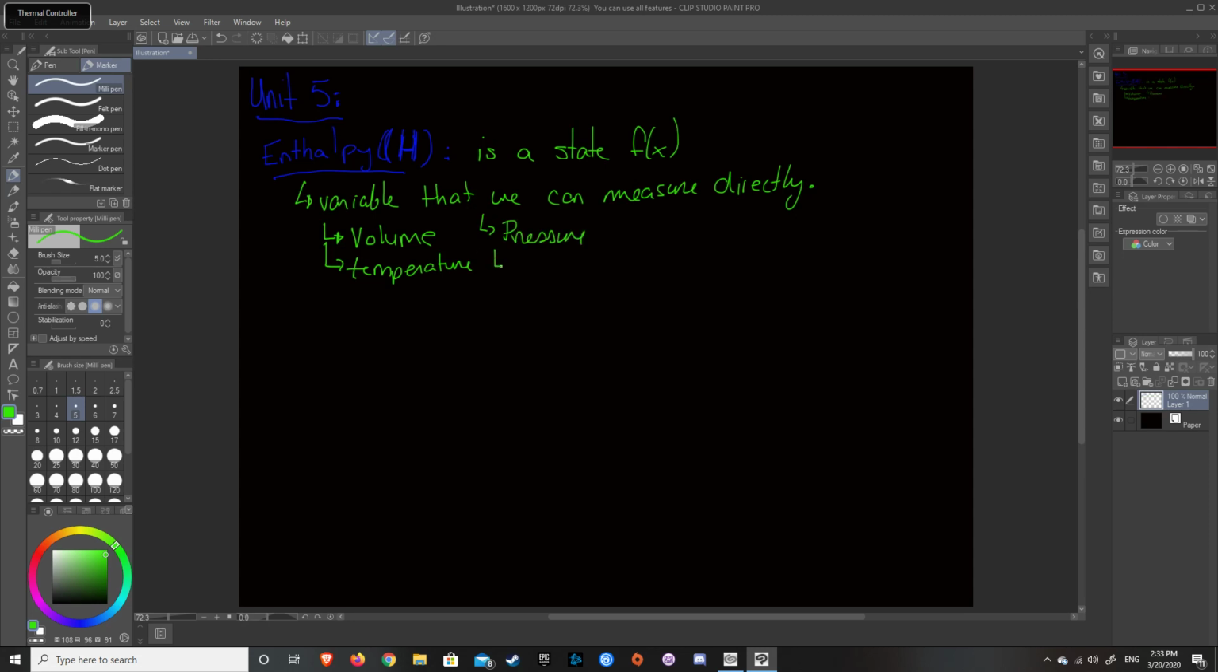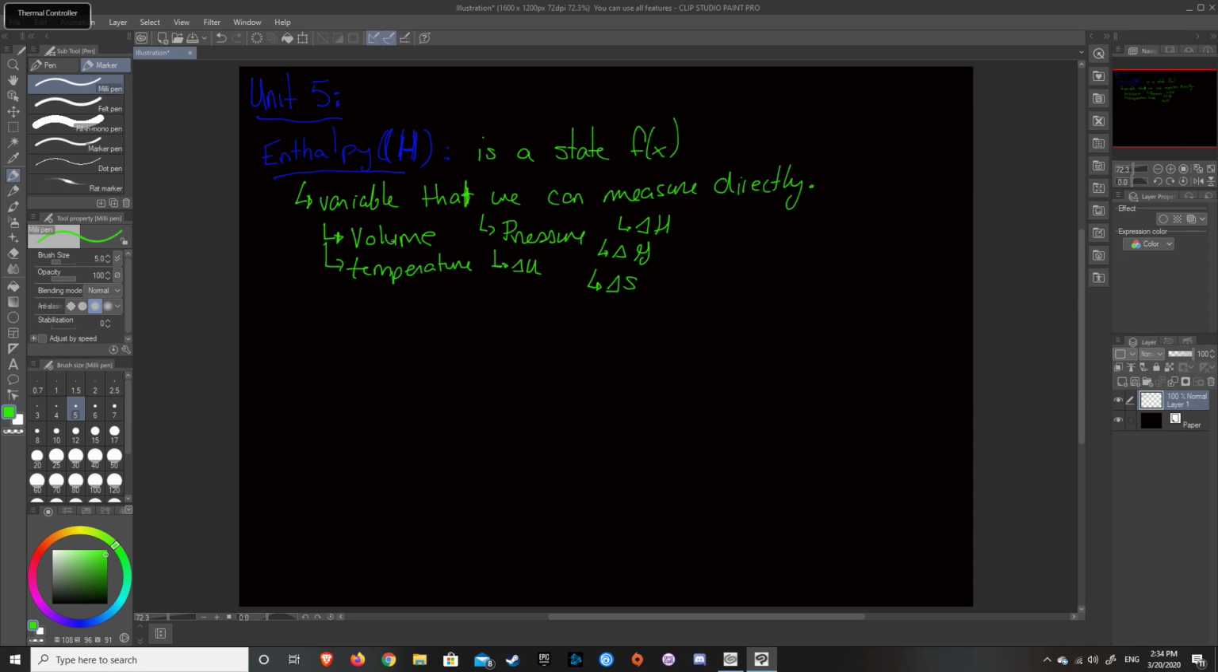And what we're going to see in this unit is a change in internal energy is also going to be a state function. Delta H is also going to be a state function. Delta G, which we're going to see later on, delta S, these are all going to be state functions. So it's basically something that we can measure directly.